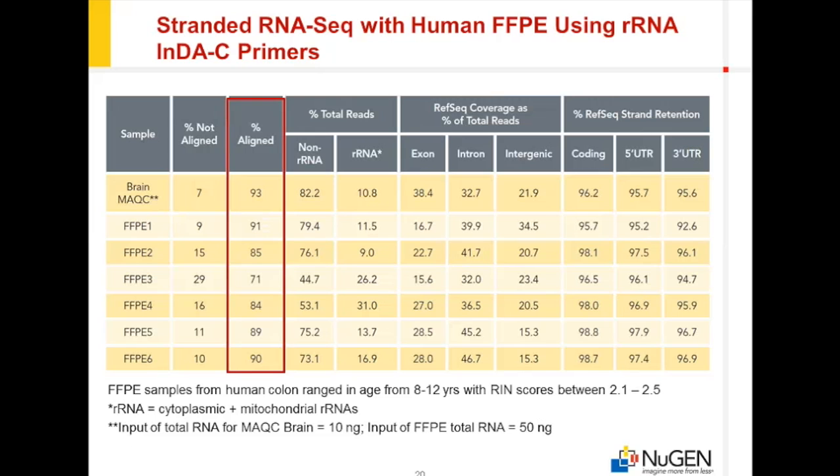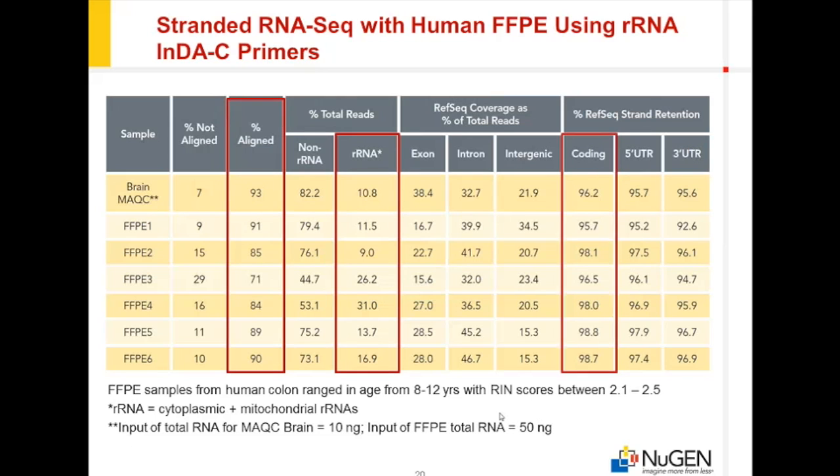If you look at the levels of ribosomal RNA, and this is total ribosomal RNA being the sum of cytoplasmic as well as mitochondrial ribosomal RNAs, for the brain control, we have levels of about 11%, and then there's a range of depletion with the different FFPE samples. And then lastly, the strand retention data. So in this case, we're looking at the percentage of RefSeq strand retention for coding sequences is in excess of 90% in every case and approaching 99% in several cases.